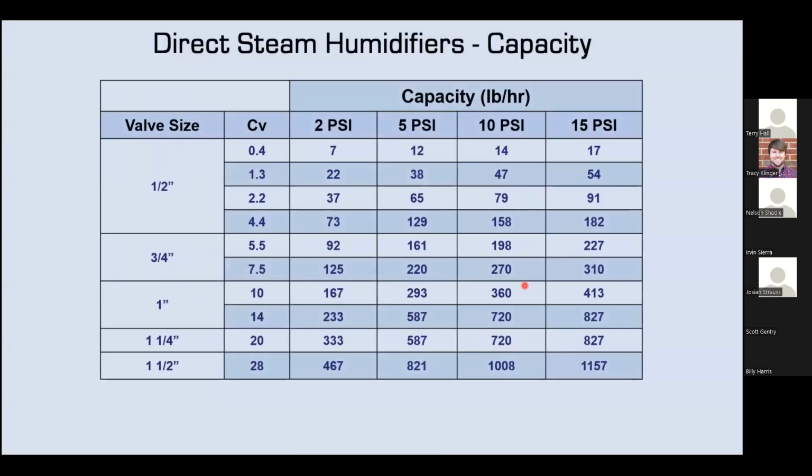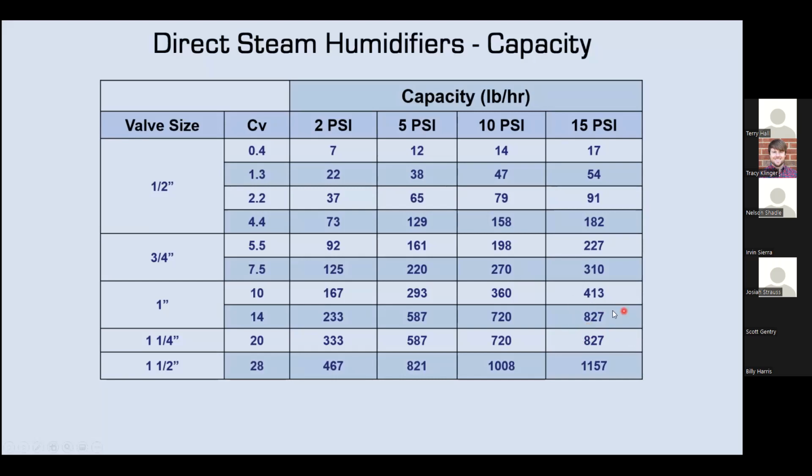I will say on sizing direct steam humidifiers, it's important to consider the capacity and then the valve size. Here's an example valve capacity table with different PSI. We're going up to 15 PSI. If you had a capacity of, let's say, 500 pounds per hour, and you were at 15 PSI, you'd be right about here on the valve chart. So you'd use a 1-inch valve with a CV of 14.